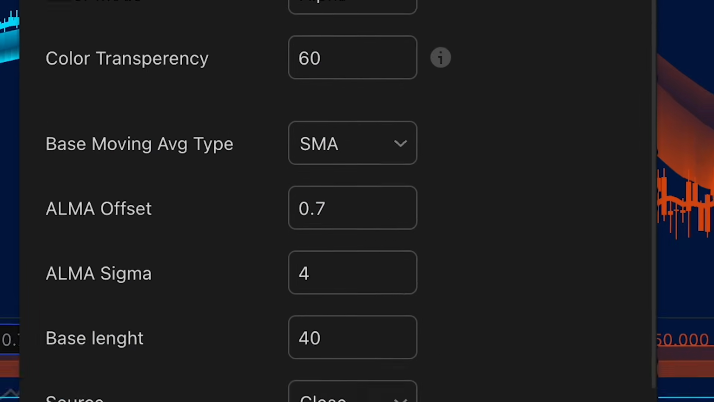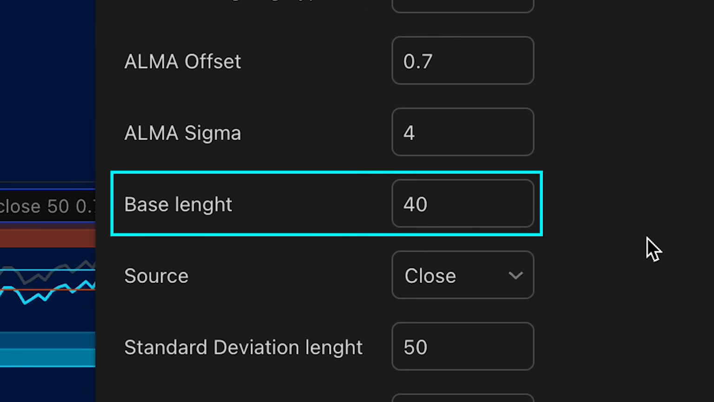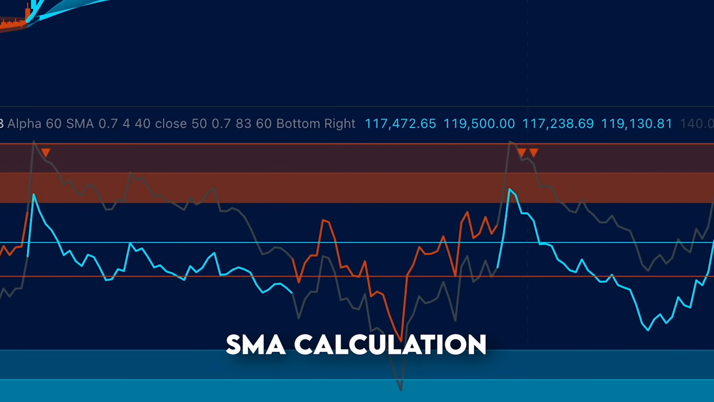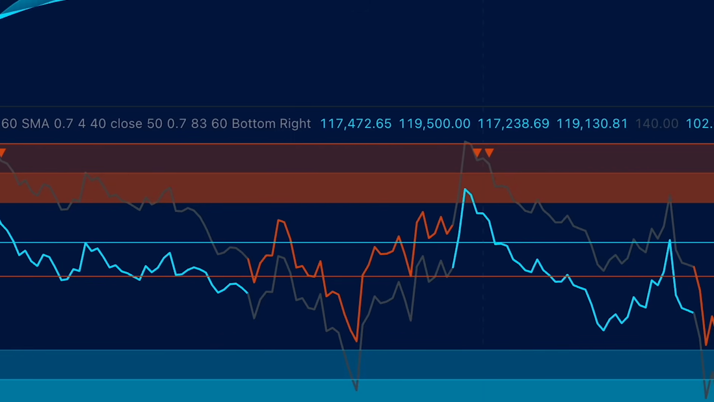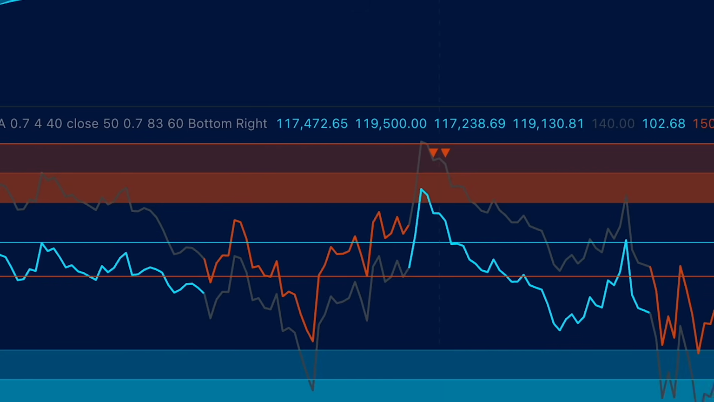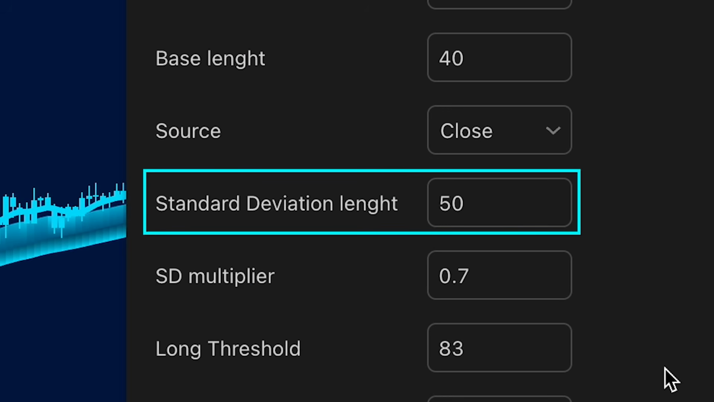Double-click on the indicator to access the settings panel. Set your base length to 40, as this controls the foundation SMA calculation period and provides the ideal balance between responsiveness and noise filtering. For standard deviation length, I recommend you use 50, as this controls the volatility filter strength and ensures the normalization adapts properly to market conditions.